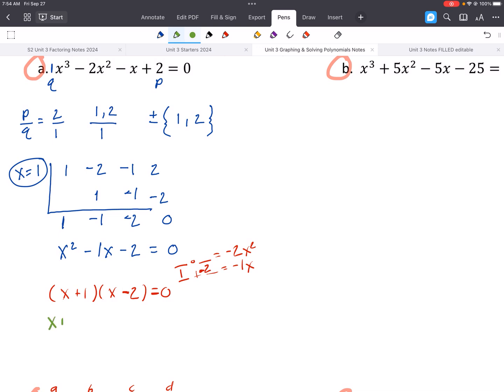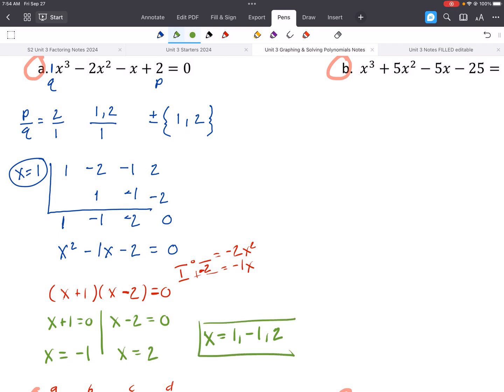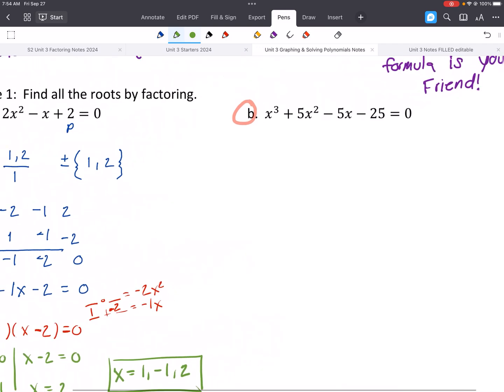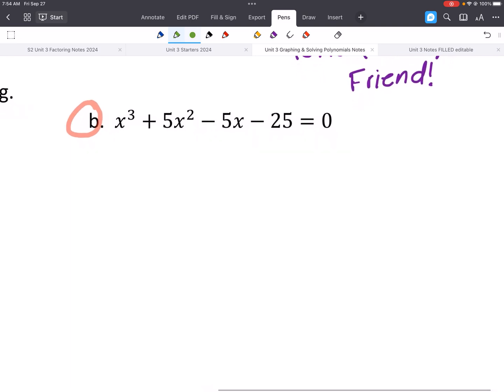So either x plus 1 has got to be equal to 0, or x minus 2 has got to be equal to 0, and we could solve those. So we'll end up getting x equals -1, or x equals +2. So our total roots would be x equals 1, -1, and 2. Okay, so that's what we did kind of last time. All right, so now we're going to go and look at this example.